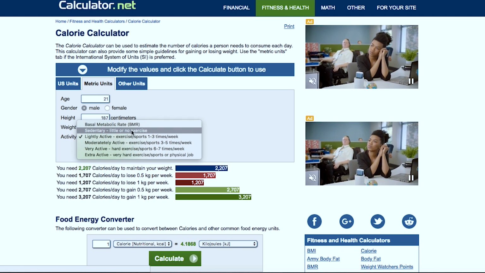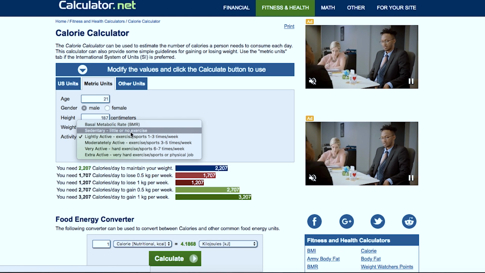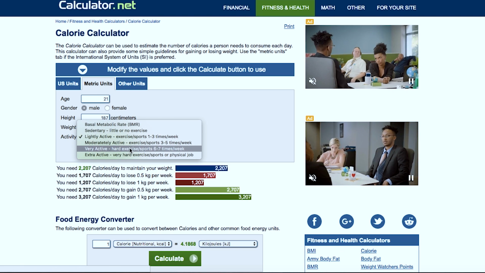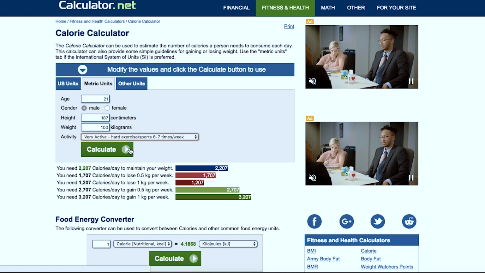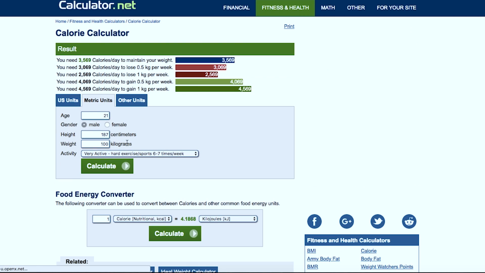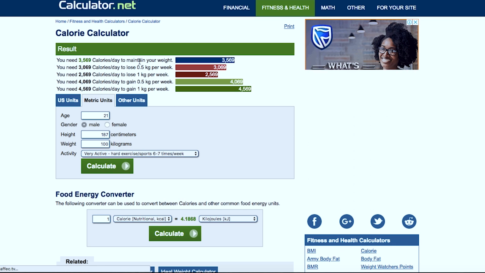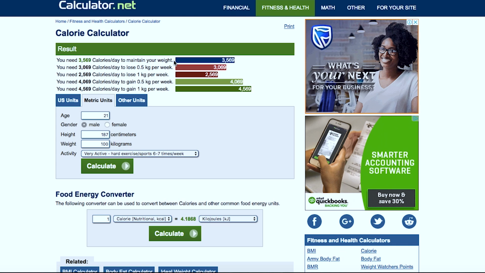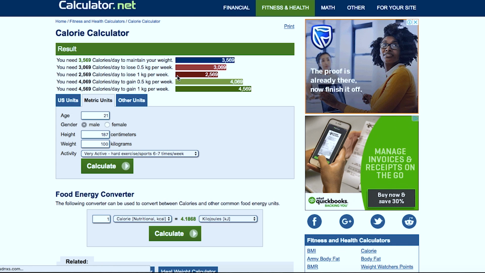Next up, you're going to choose your activity. So basically, this is how active you are. I personally train anywhere from 5 to 6 times a week, so I'm going to choose very active, and I'm going to calculate that. As you guys can see, it gives all the calorie requirements in order to do certain things. It suggests that I need 3,500 to maintain my weight. I know that's a little bit low, however, I'm just going to ride with it for this.